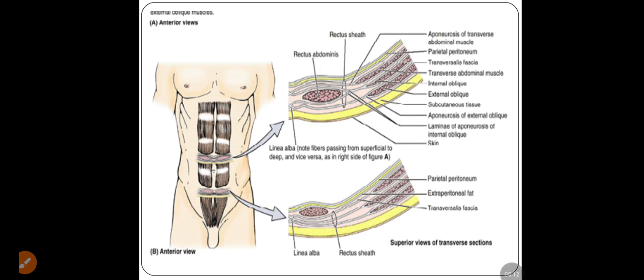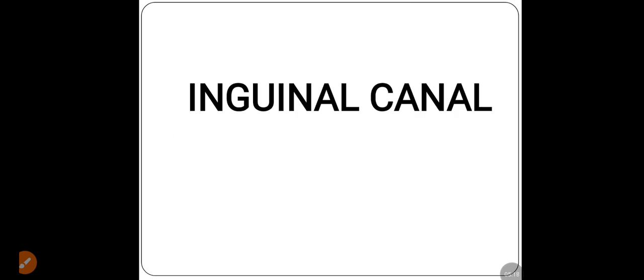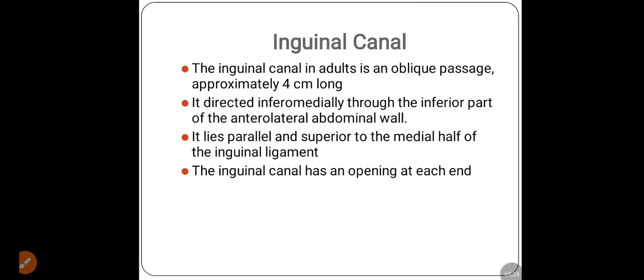As you see, this is the level. We have discussed the rectus sheath. Now we have the inguinal canal. The inguinal canal is an oblique passage located in the lower part of the anterolateral abdominal wall, parallel to the medial half of the inguinal ligament. So just above the medial half of the inguinal ligament, you can find the oblique passage known as the inguinal canal.